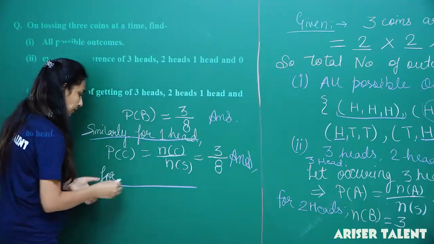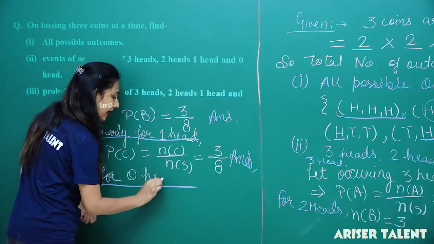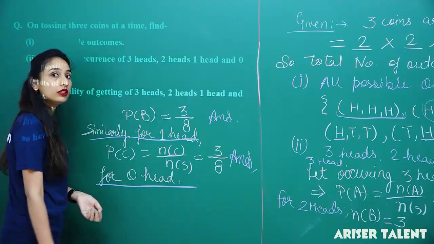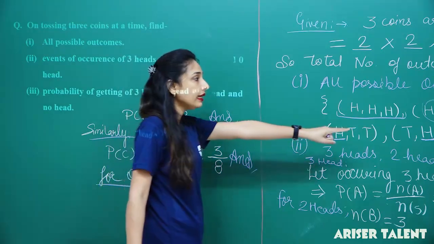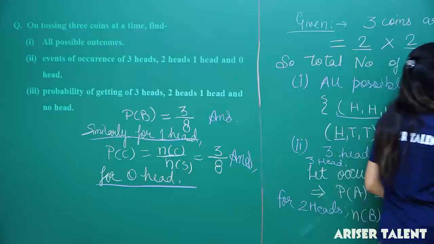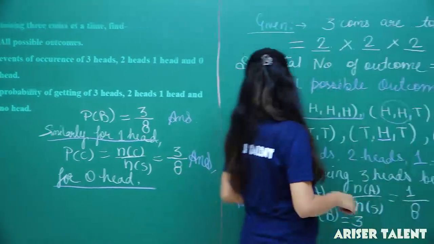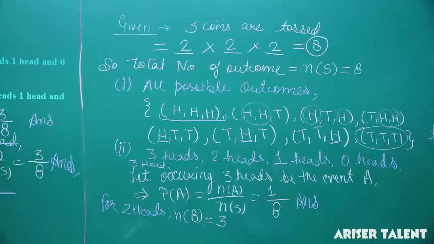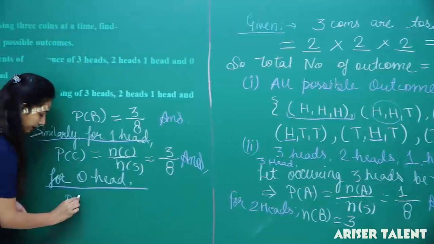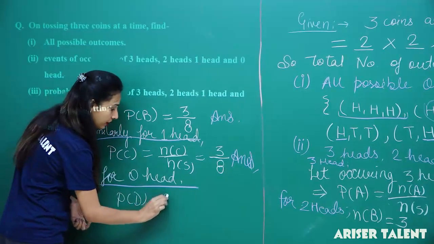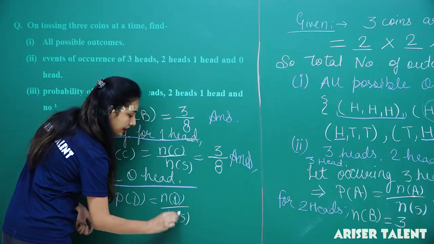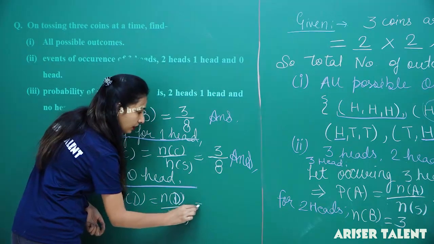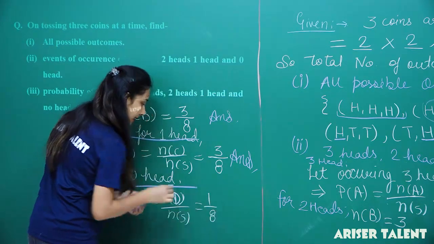Now for 0 heads. If you are having 0 heads, that means you are having tails. There is only one possibility, that's the last one here. So for 0 heads, PD will be equal to ND upon NS, and that will be equal to 1 by 8, and this is your answer.